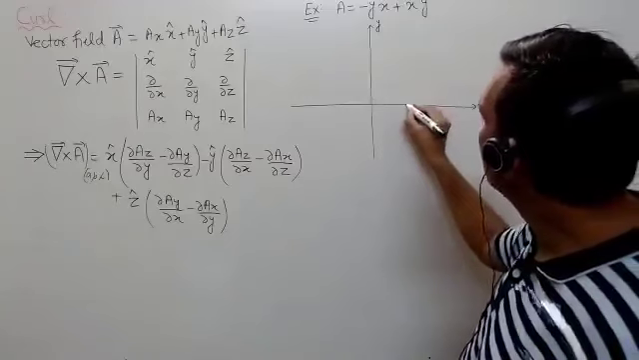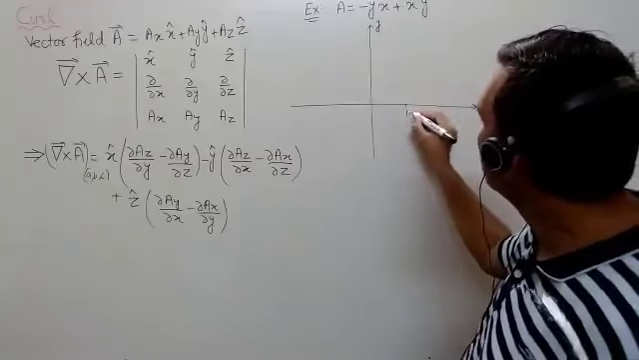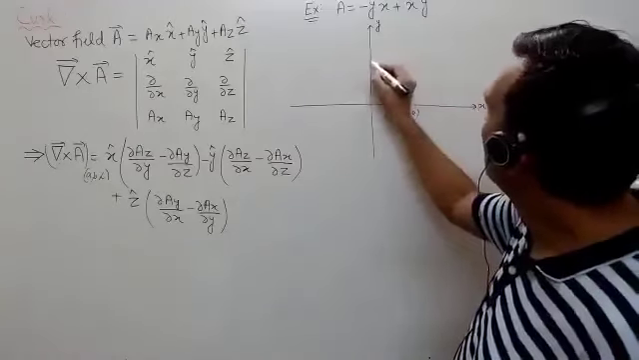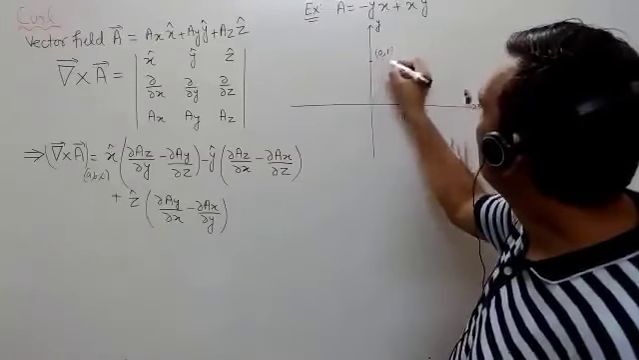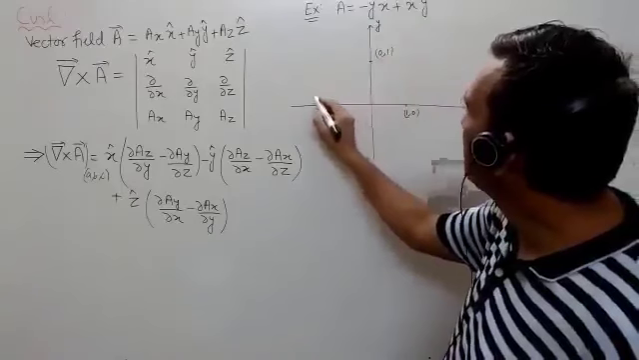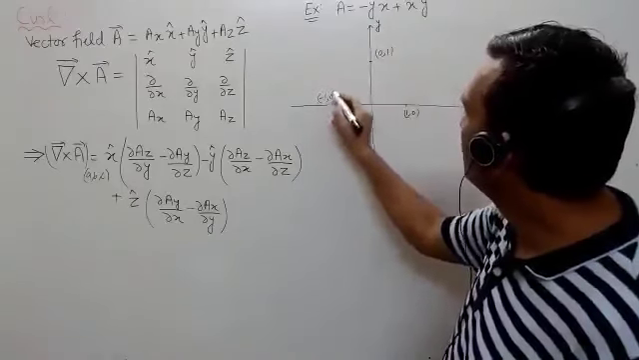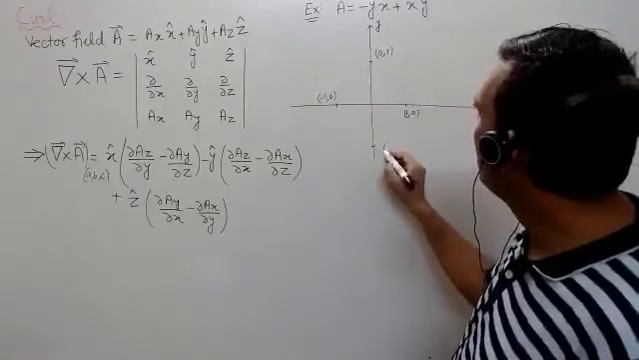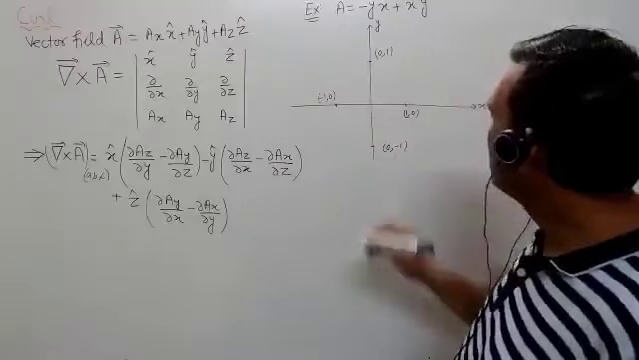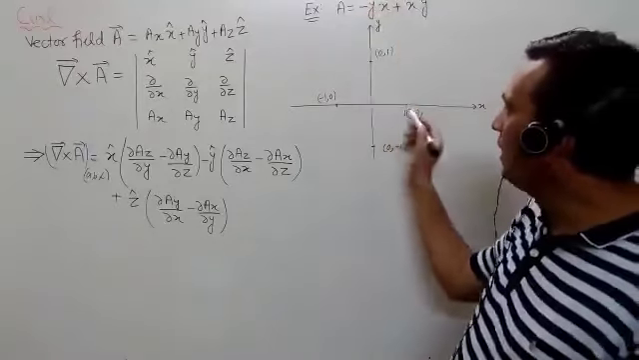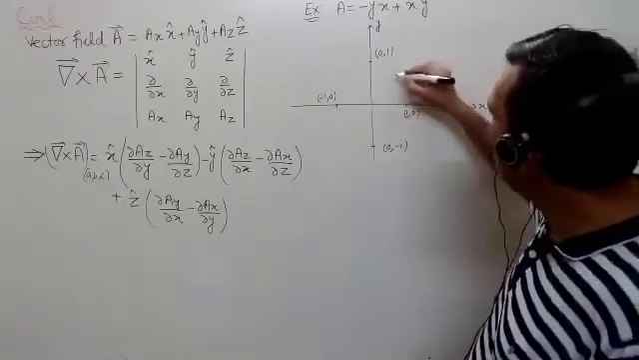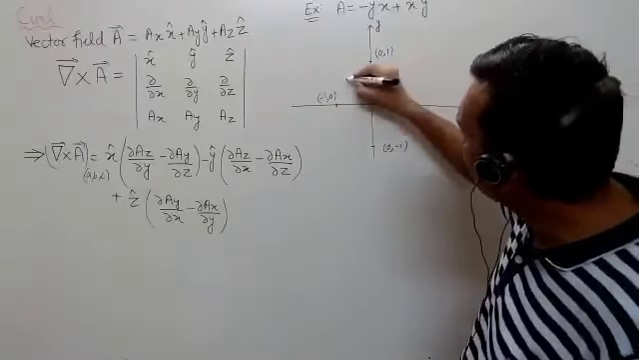Now first consider 4 points. This is 1, 0. This point is 0, 1. This point is minus 1, 0. And this point is 0, minus 1. So let us first represent vector A at these 4 points, and then we will represent at some other point also.